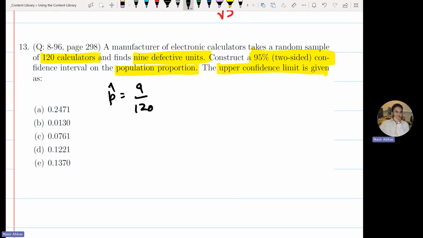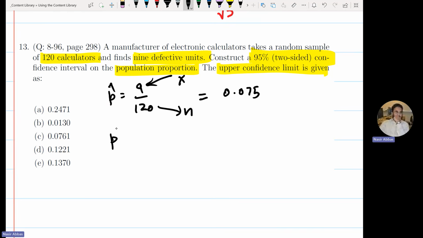In this formula of P hat, this 9 is denoted as X, the number of successes in your sample. And this 120 is the sample size of your sample. So P hat comes out to be 9 divided by 120. This is equal to 0.075. And after that, it's just plug in. You plug in everything into the interval.